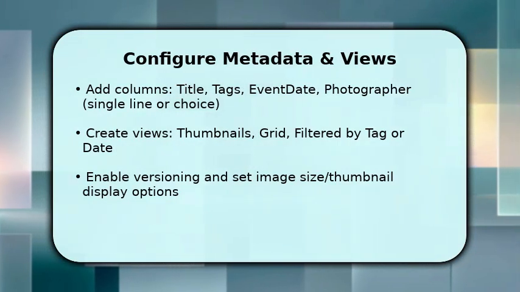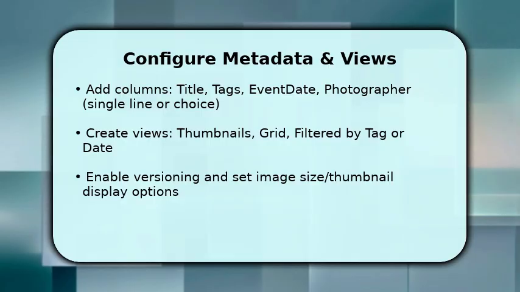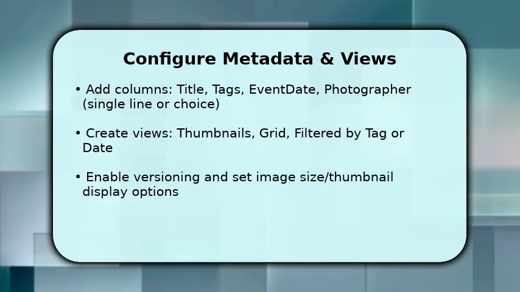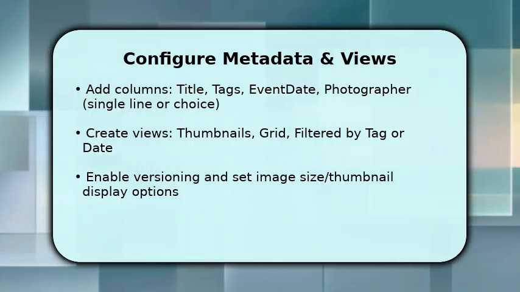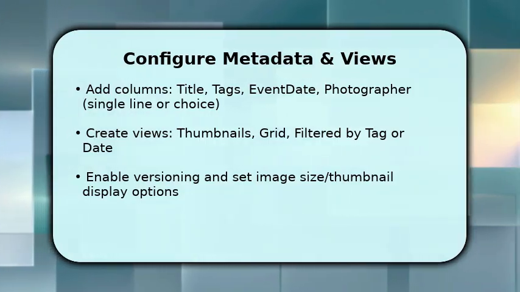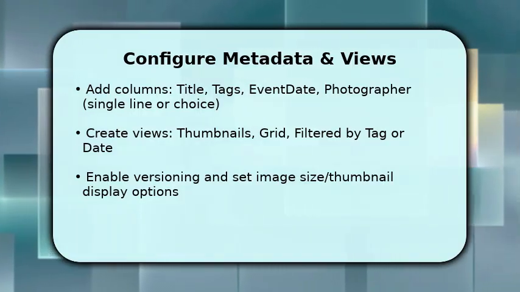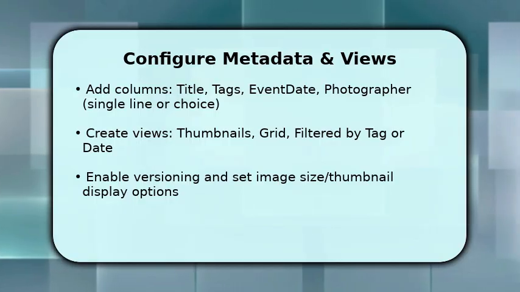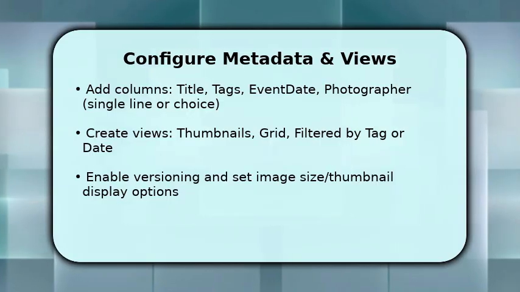Next, you set structure so images are findable. Add columns like tags, event date, and photographer so users can filter and group. Create a thumbnails view to display images visually and a grid view for bulk editing. Make filtered views by tag or date for common use cases. Enable versioning to track changes and restore earlier files if necessary. Also configure thumbnail extraction and limit image size rules to balance quality versus storage costs. This makes the library both usable and manageable.